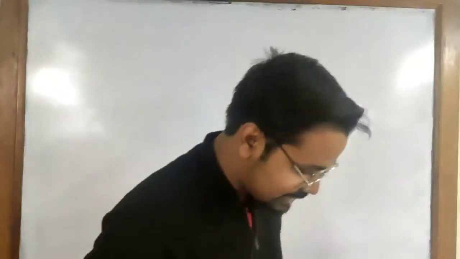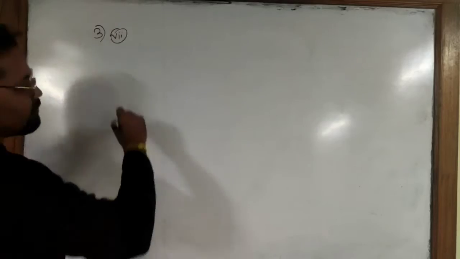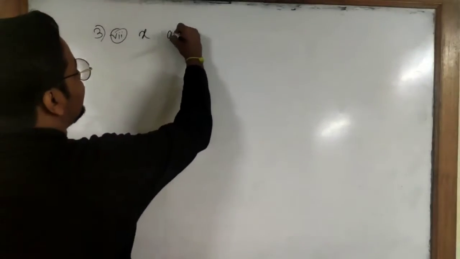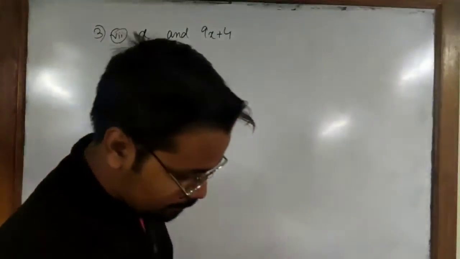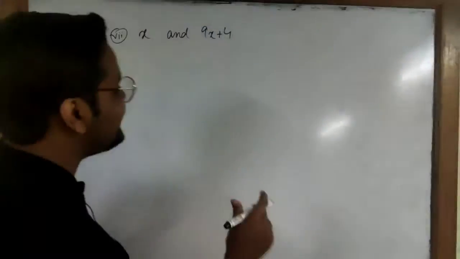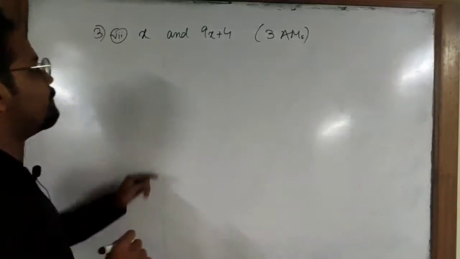Let me do question number 3, 7, because it contains some variables, x and 9x plus 4. So you are given x and 9x plus 4. These are the two terms given, and you have to find the arithmetic means. How many arithmetic means? You have to find 3 arithmetic means between these two.